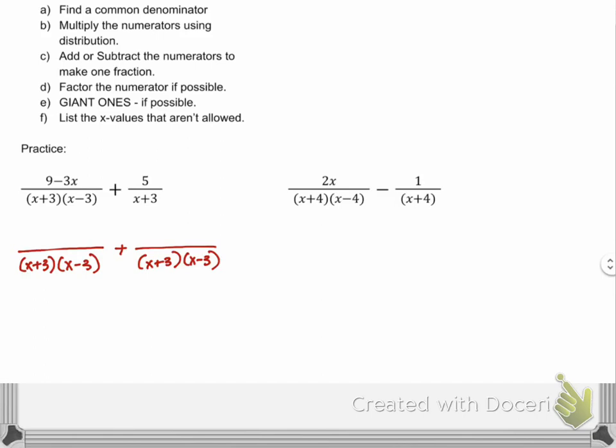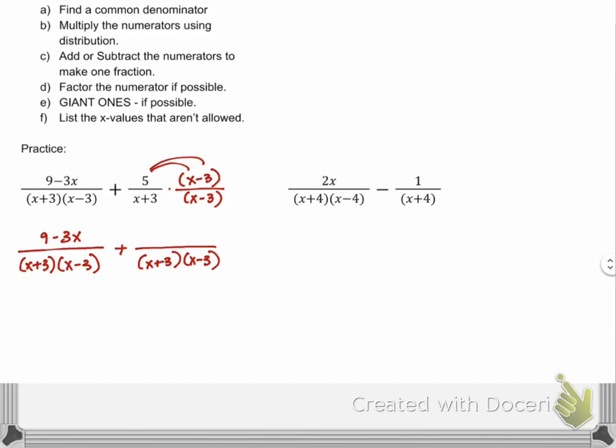You're going to notice that the first fraction already matches the common denominator I'm shooting for, so I can just bring that 9 minus 3x down. There's nothing I have to do to that. However, the second fraction has the x plus 3, but it's missing something. It's missing the x minus 3, and so I need to multiply by a giant 1 of x minus 3 over x minus 3. And I distribute that 5 into both pieces on top.